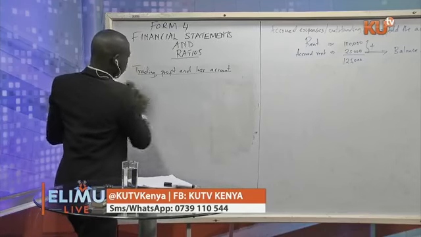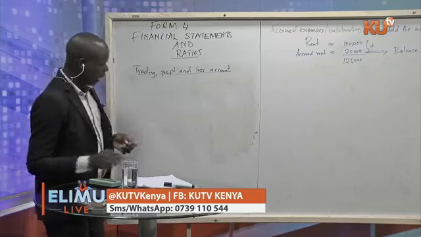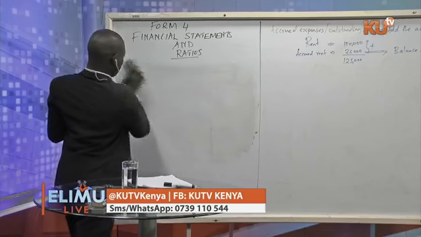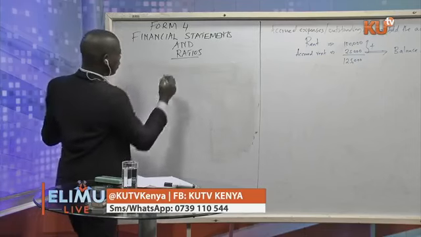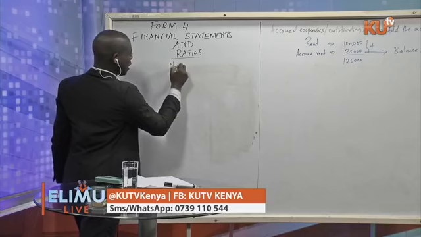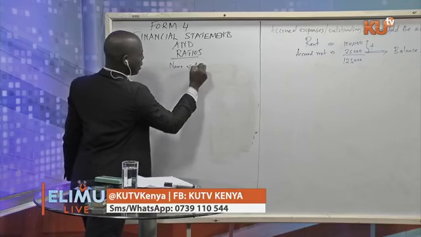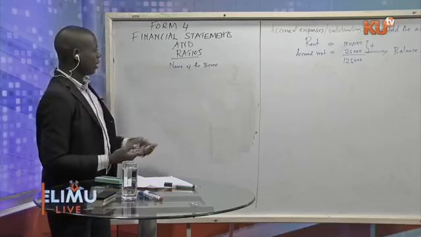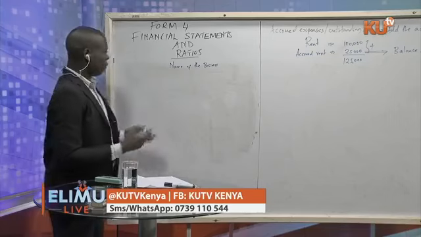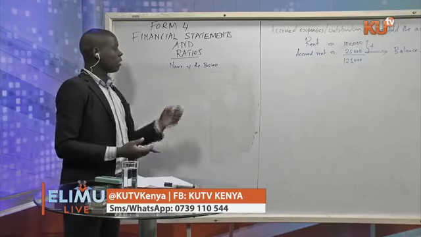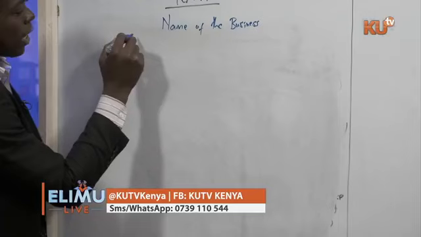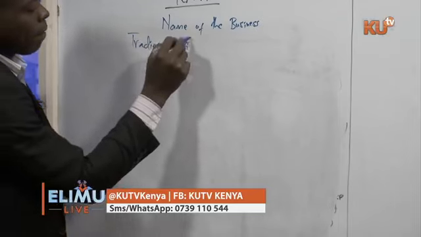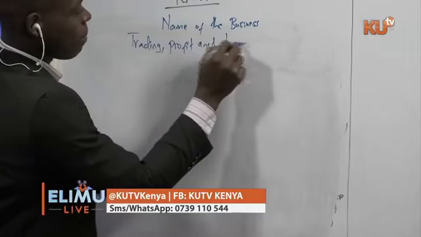Therefore, our students, let's see what this trading profit and loss account is. How does it appear? The format of the trading profit and loss account is very simple. First, we indicate the name of the business. Maybe you'll have James and James Limited. The name will be James and James Limited. If you had, for example, Makindu Traders, you write Makindu Traders. Then below it, you indicate the name of the statement, which is the trading profit and loss account.